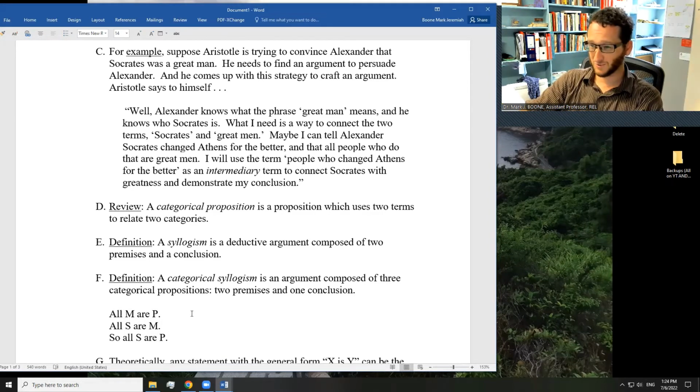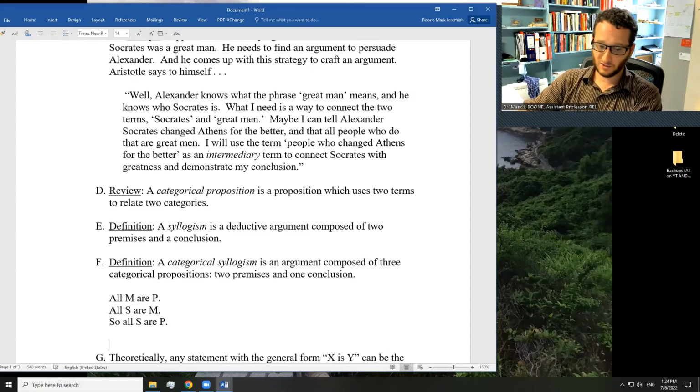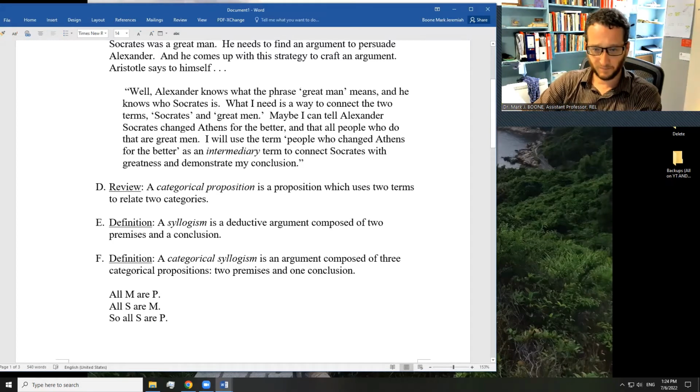But since we're not ready yet for all this formality, let's just illustrate more concretely. Let me give you the scheme of abbreviation for the argument I was just using, and I'll orally state the argument again. All people who changed Athens for the better are great men. All people who are Socrates are people who changed Athens for the better. So all people who are Socrates are great men.